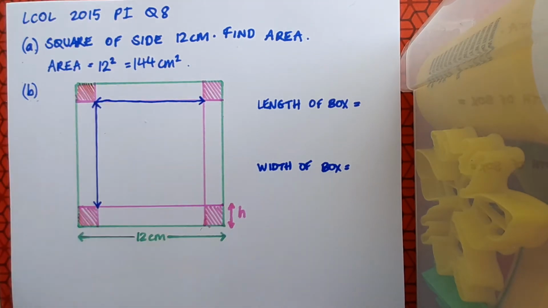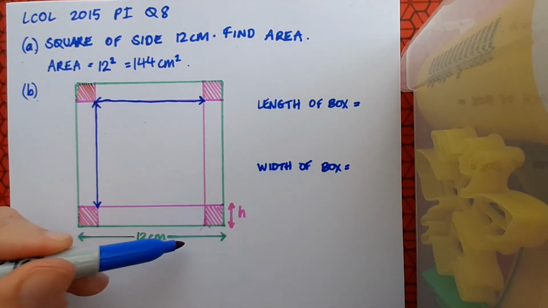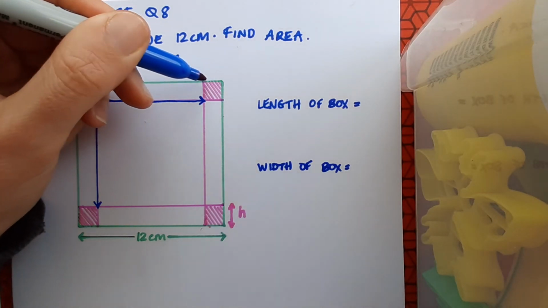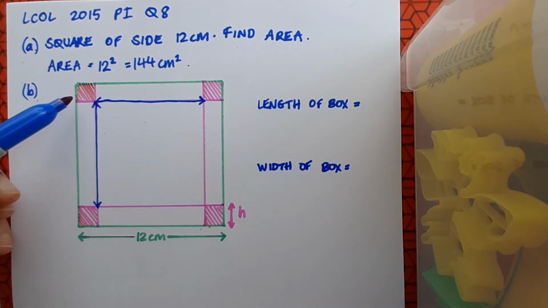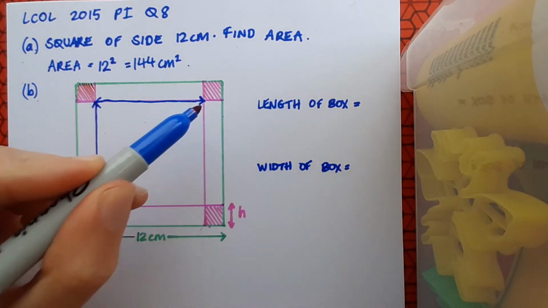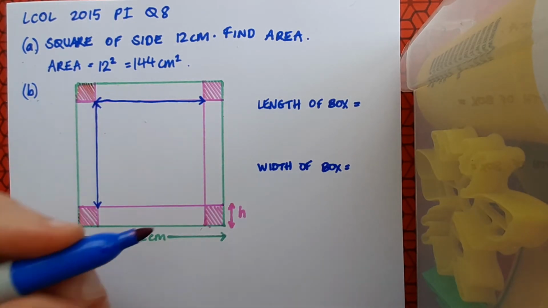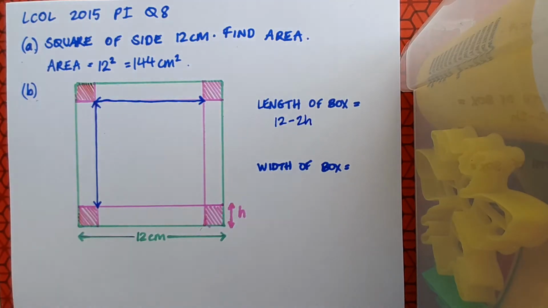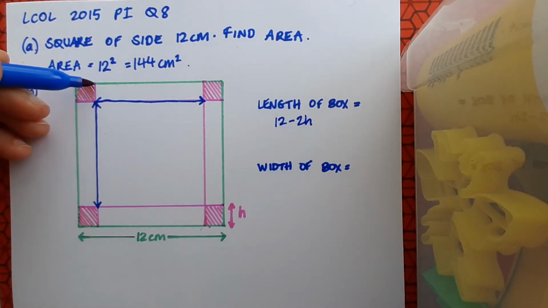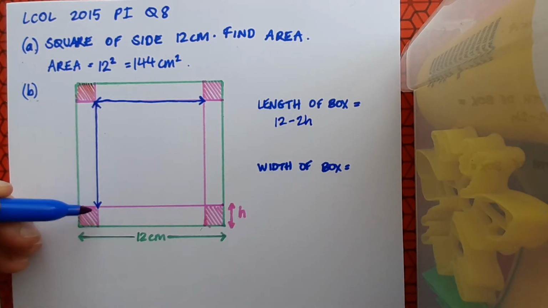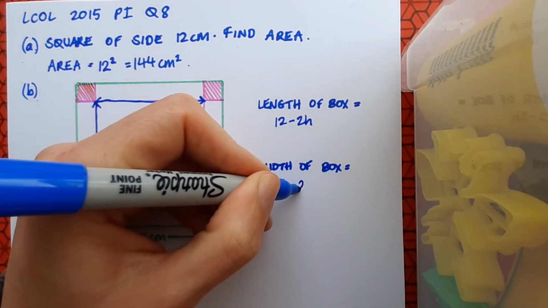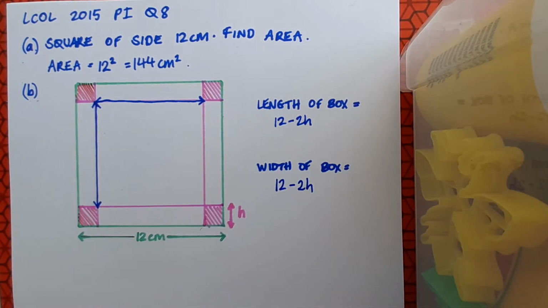and this distance. So my full distance across is 12, but I've come in by h on both sides. So I've had 12 and I've taken off h and I've taken off h. So my length is 12 minus 2h. And my width is the same because I've got a square starting out. So here I have 12 as well. Take off h, take off h. The width of the box is 12 minus 2h also.